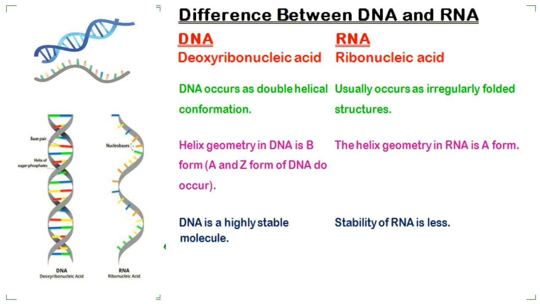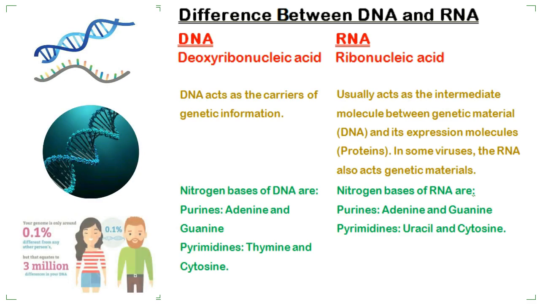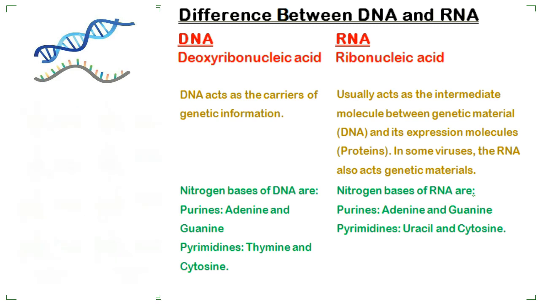Helix geometry in DNA is B-form, while the helix geometry in RNA is A-form. DNA is a highly stable molecule, while stability of RNA is less. DNA acts as the carrier of genetic information, while RNA acts as the intermediate molecule between genetic material, DNA, and its expression molecules. In some viruses, the RNA also acts as genetic material.